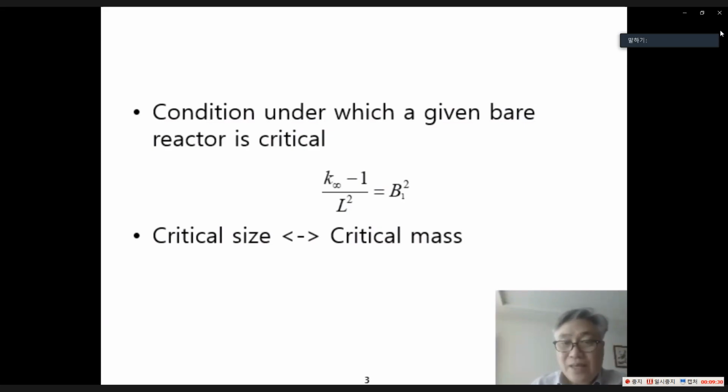That means this reactor battery isn't possible. So we need a certain size to make a reactor critical. A small reactor is possible, but this small we cannot. There is a concept like critical mass and critical size. So the reactor should be larger than critical size, and the reactor should be larger than critical mass. Okay.